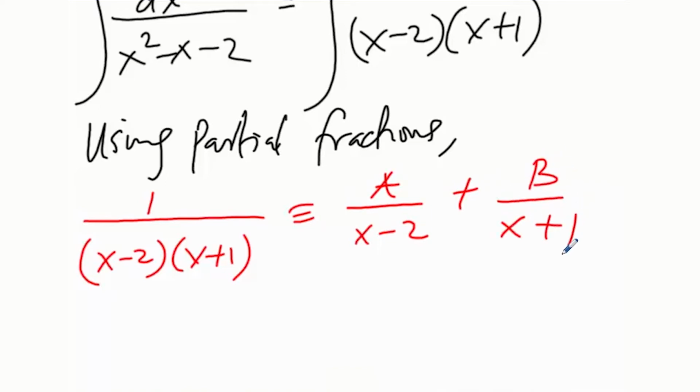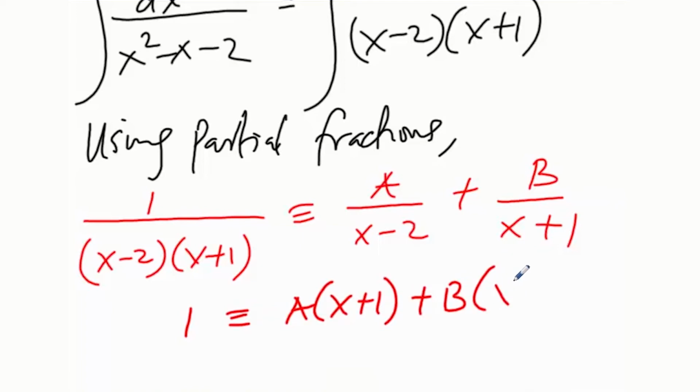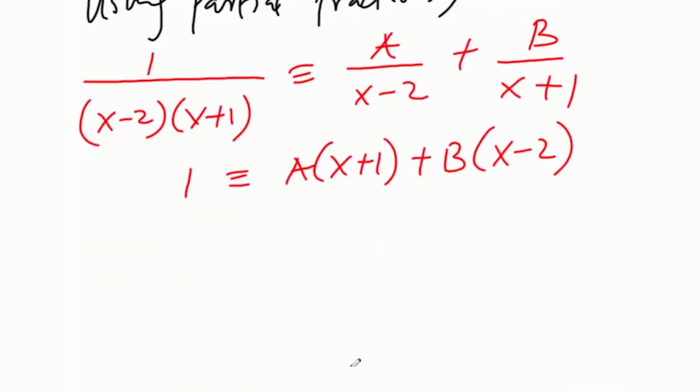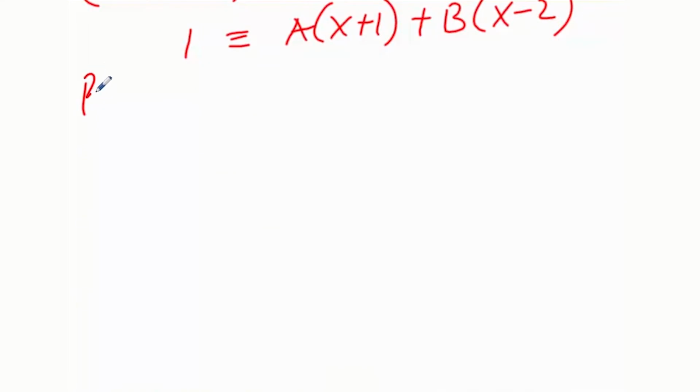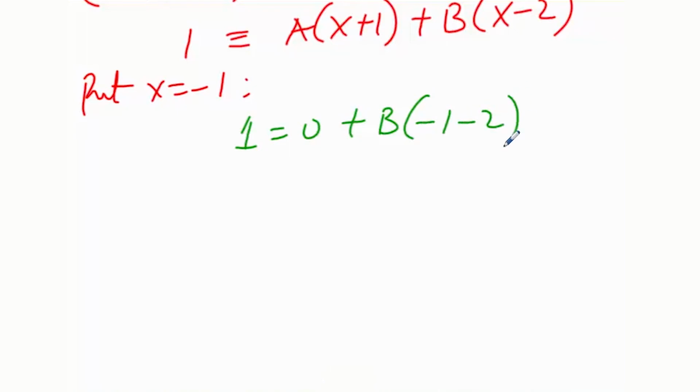Now, I have 1 equivalent to A times (x plus 1), plus B times (x minus 2). If I put in x equals minus 1, then I have 1 equals 0 plus B times (minus 1 minus 2). At the end of the day, I have 1 equals minus 3B. So therefore B is minus 1 over 3.